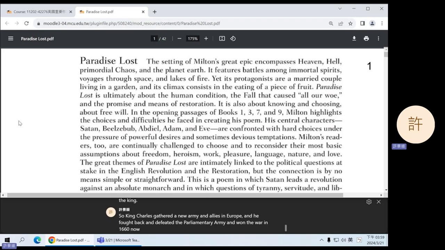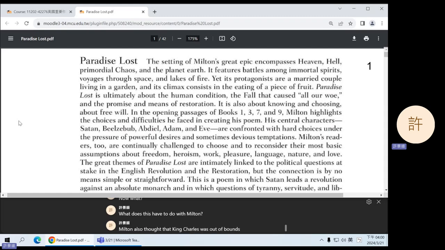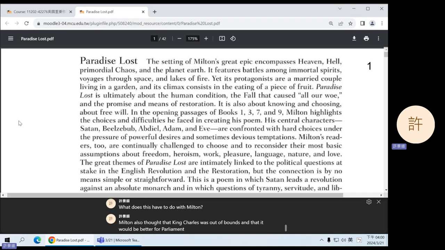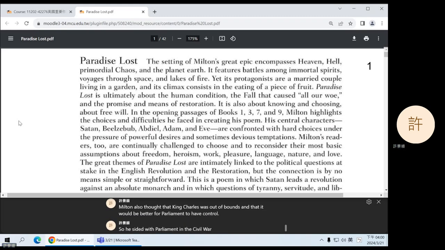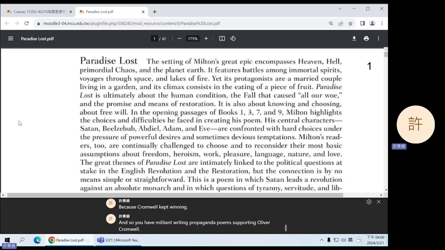Now, what does this have to do with Milton? Milton also thought that King Charles was out of bounds and that it would be better for Parliament to have control. So he sided with Parliament in the Civil War. At the beginning, this is a good thing, right? Because Cromwell kept winning. And so you have Milton writing propaganda poems supporting Oliver Cromwell. And he became really famous for these.